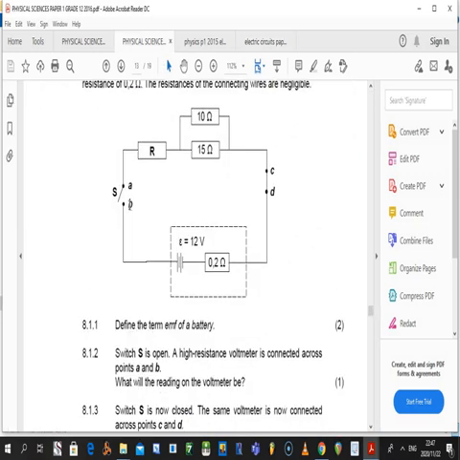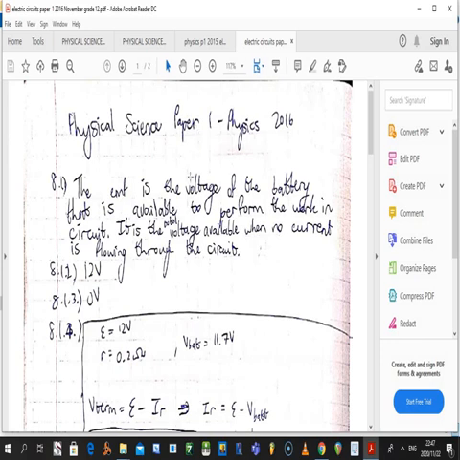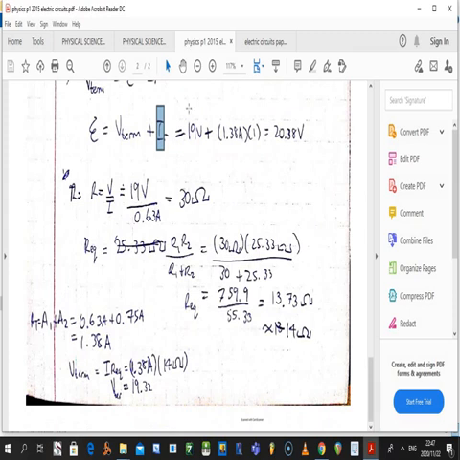So when switch S is open, as it is, no current is flowing. So we have the voltage. When we put a voltmeter across a battery, we'll see the EMF. Basically, just applying a definition. When switch S is open, a high resistance voltmeter is connected across points A and B. What will be the reading on the voltmeter? It will be 12 volts because there's no current flowing, so the voltage across the terminals of the battery is the EMF itself. Remember our definition of the EMF, especially the second part: the EMF is the total voltage available when no current is flowing through the circuit.